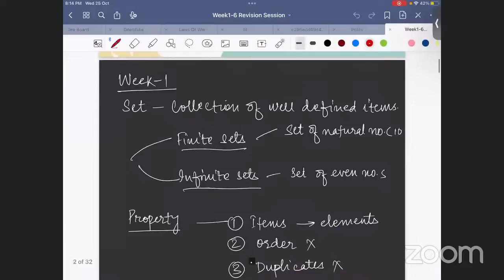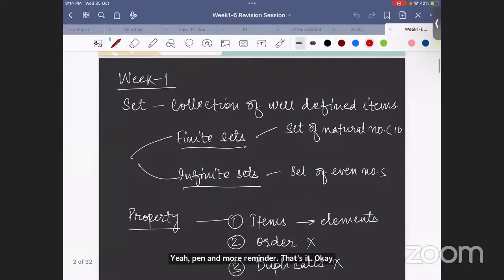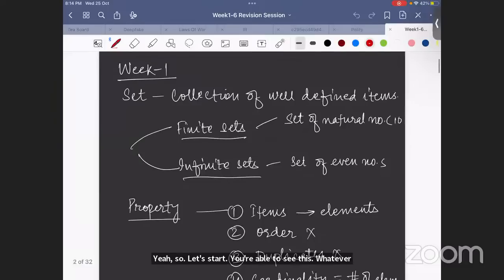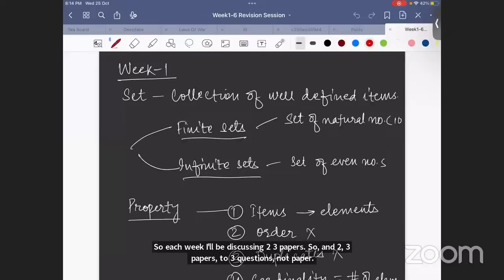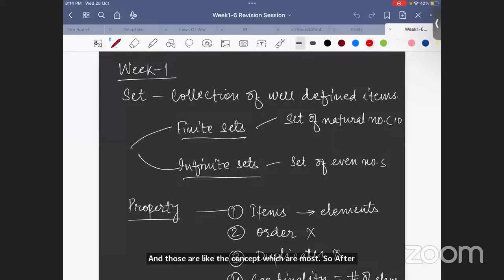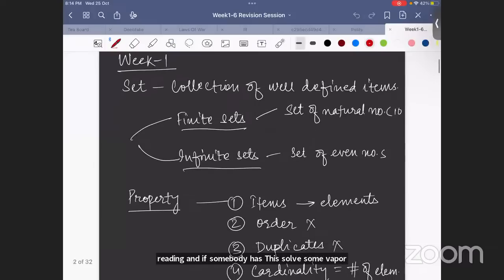Let's start. Are you able to see whatever is there on my screen? Yes, sir. Each week I'll be discussing 2-3 papers, and 2-3 papers means 2-3 questions, not papers. Those are the concepts which are most important. If somebody has solved some papers or graded assignments, you would have got an idea which topics from weeks 1 and 2 are very important, right? Correct. Those only I'll be discussing, not anything else today.